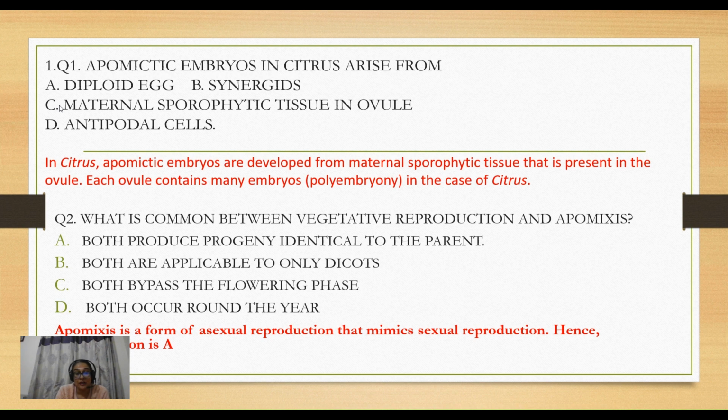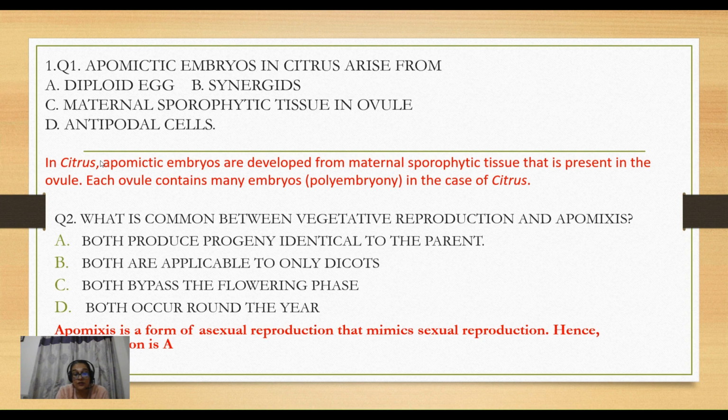Now, if you can see, in citrus apomictic embryos are developed from maternal sporophytic tissue which is present in the ovule. So, as you know, apomixis is actually a type of asexual reproduction which mimics sexual reproduction. So, in this case, those embryos are arising from maternal sporophytic tissue, so your correct answer will be C.